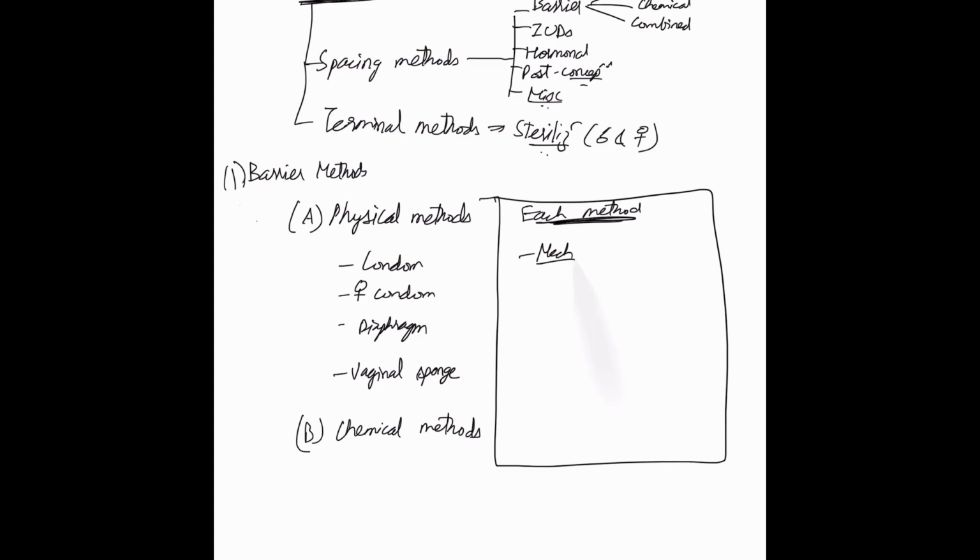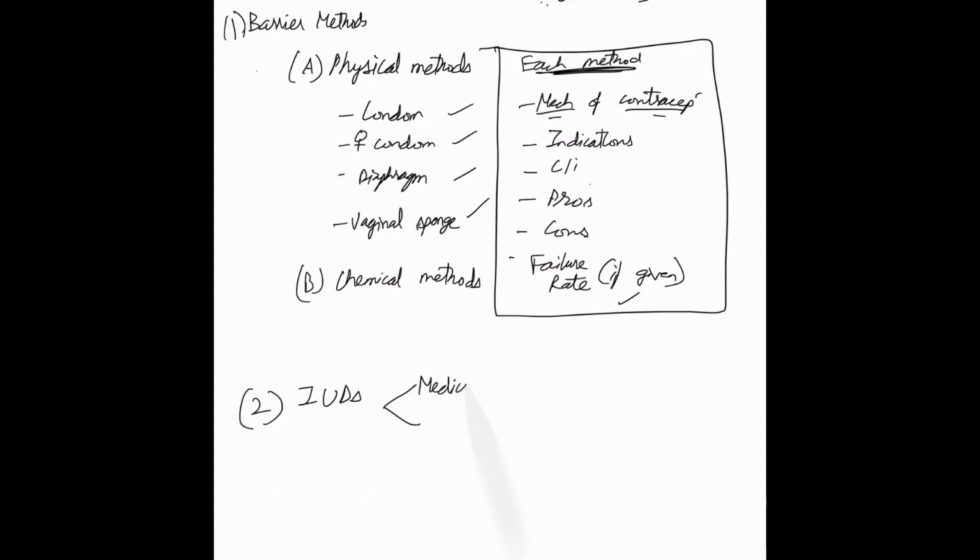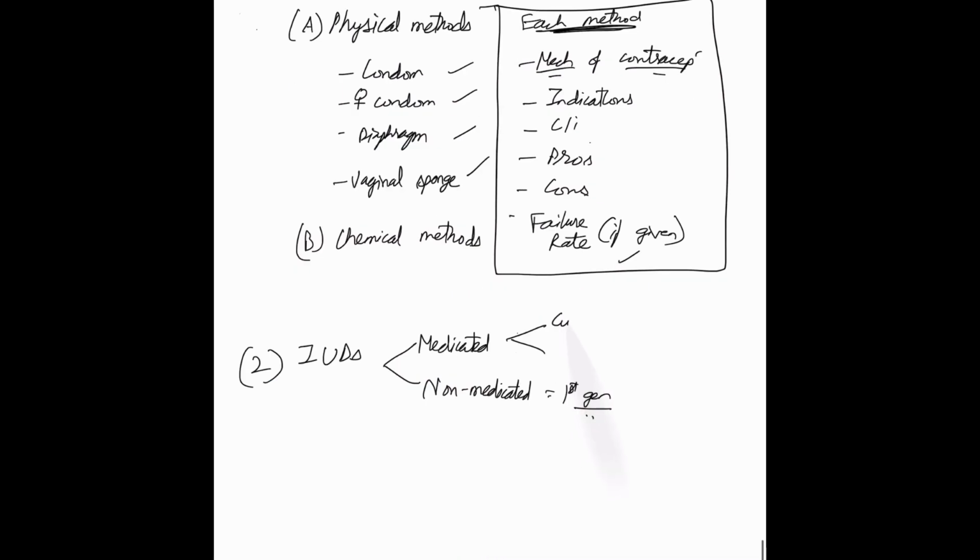So coming to the physical barrier methods, we have the condom, female condom, diaphragm, and vaginal sponge. So basically, in general, for each method of contraception, you should know the mechanism of contraception, its indications, contraindications, advantages, disadvantages, and if given, you can note the failure rate as well. Because sometimes in competitive exams, they do ask.